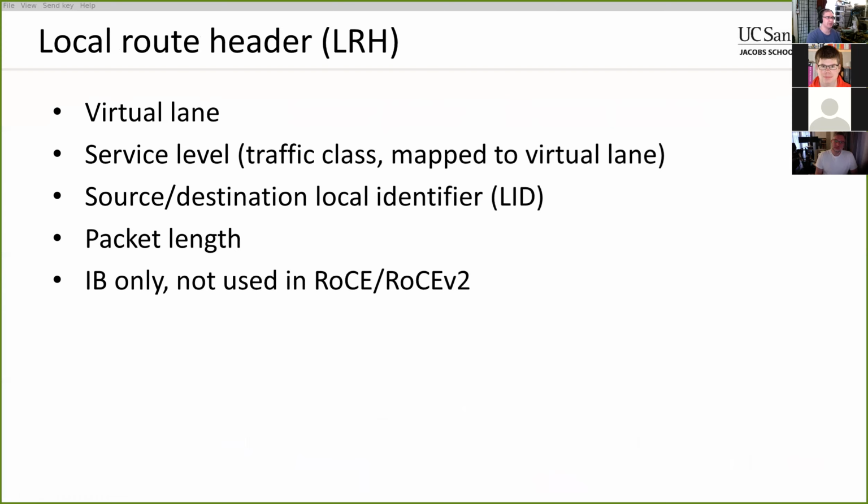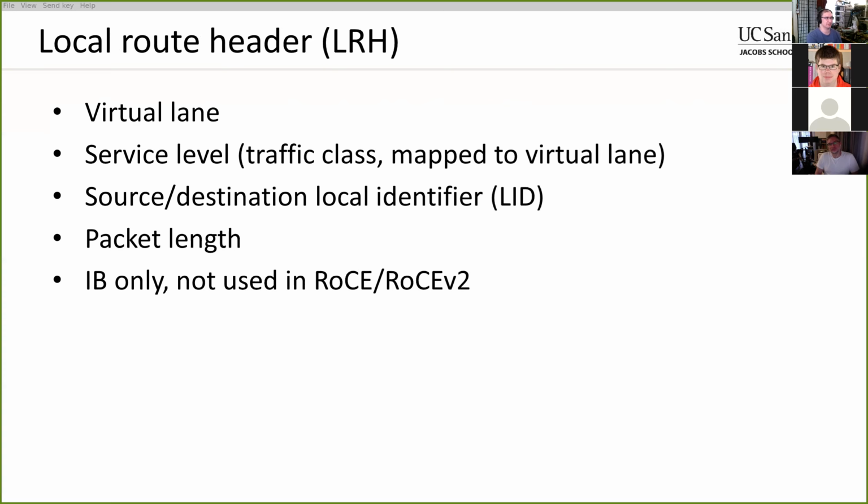Like I said, the local route header contains virtual lane and service level information. InfiniBand natively supports virtual lanes and traffic classes, so there are fields in the LRH for this. There are source and destination link identifiers, which, like I said, are basically more or less equivalent to MAC addresses. They're not globally unique. They are assigned because they're 16-bit numbers, but that's the idea with those. Then there's a packet length field. This is only used in InfiniBand because this is part of the InfiniBand link layer. It's not used in RoCE or in RoCE v2.